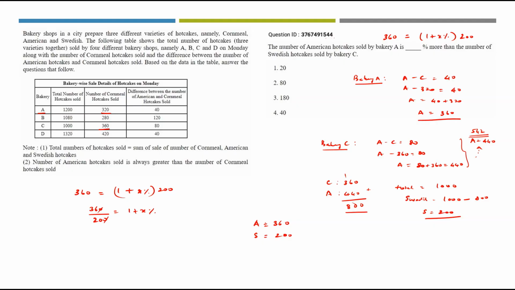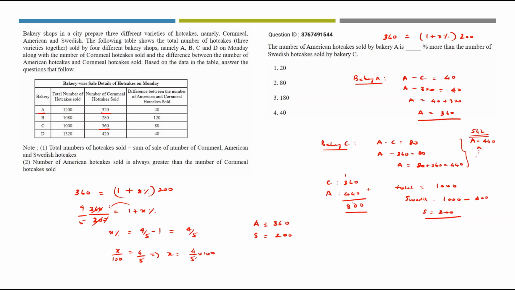0, 0 will get cancelled. 4 nines are 36 and 4 fives are 20. So this will be 9 divided by 5. Now we will have X percentage alone on one side. We will bring 1 to the other side. This will be 9 by 5 minus 1. If we take LCM, this will be 9 minus 5, 4 by 5. So now we will expand this X percentage. This is X divided by 100 is equal to 4 by 5.